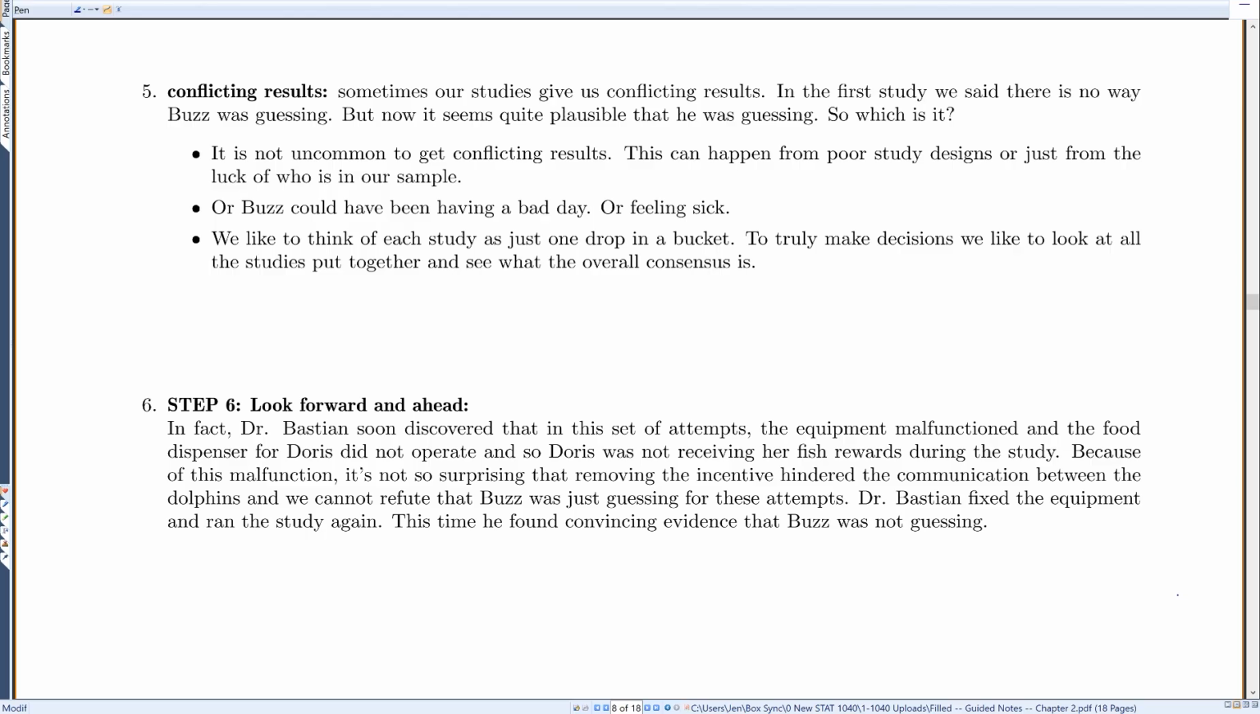Now, in step 6 of our 6-step process, we're supposed to look forward and ahead. And in fact, Dr. Bastian found out that when he put the plywood up, the equipment was actually malfunctioning, and the food dispenser for Doris didn't operate. And so Doris wasn't receiving her fish rewards during the study. Okay. And so because she wasn't getting her rewards, she stopped doing what she was supposed to. And so she wasn't communicating with Buzz, so Buzz was really just guessing because she wasn't getting her fish. So he fixed the equipment, ran the study again, and this time he found very convincing evidence again that Buzz was not guessing.